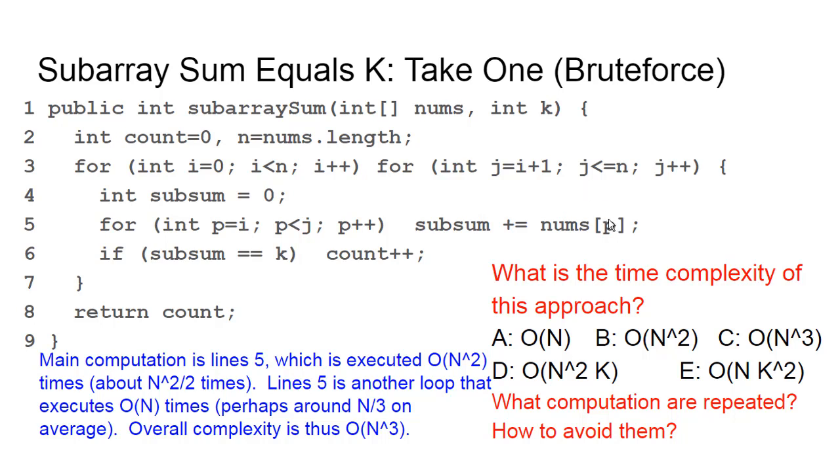So how do we speed it up? We try to see whether there are computations that are repeated. For this, it's pretty obvious what computations are repeated. We are repeatedly computing these sums. We are adding numbers together again and again for each of the sums. That is one thing that we can try to avoid.